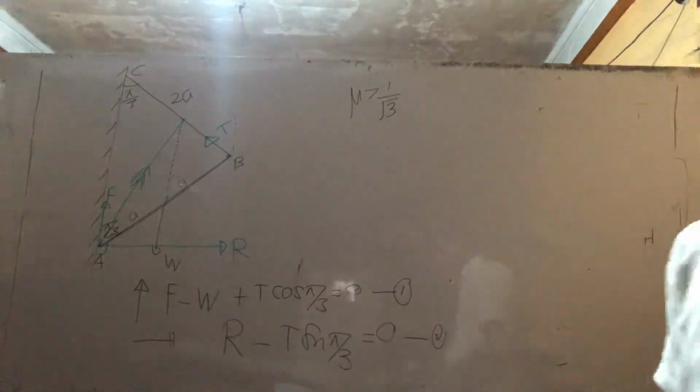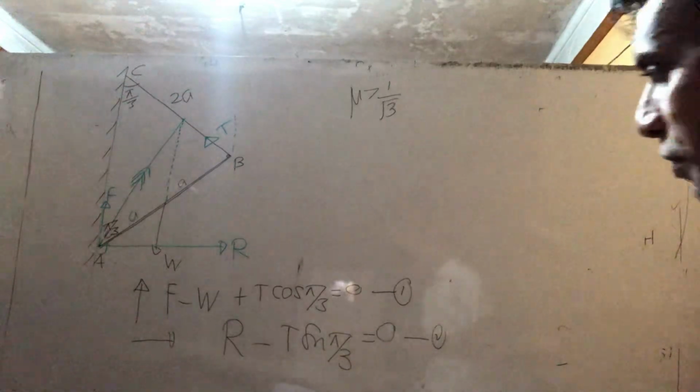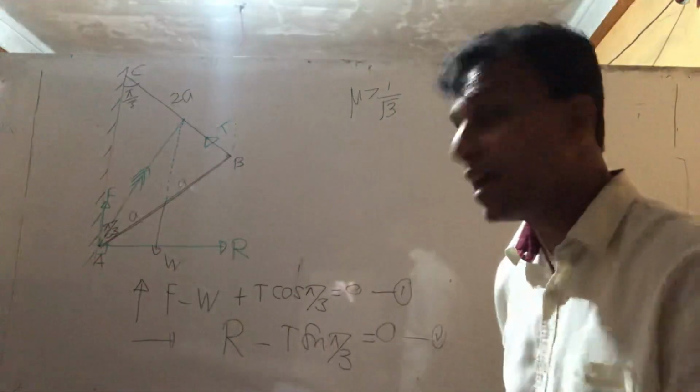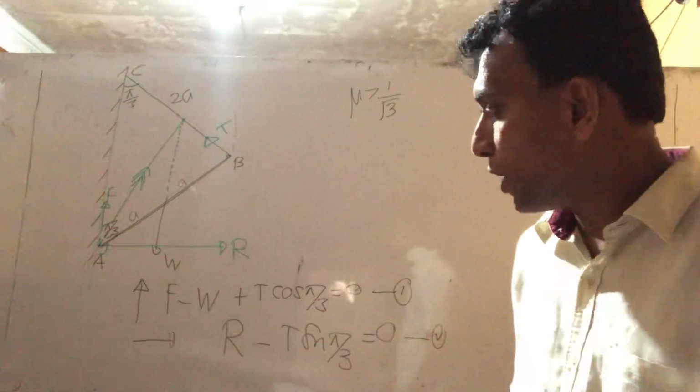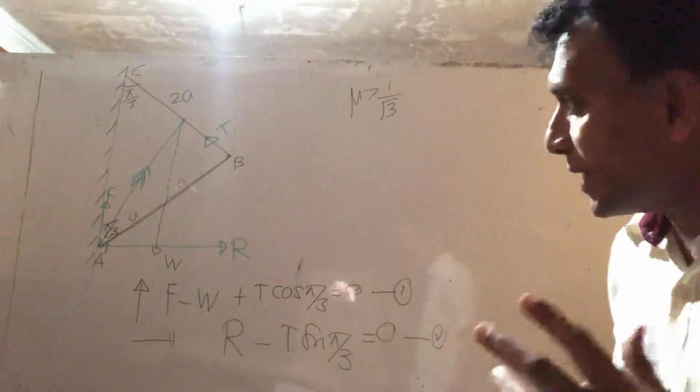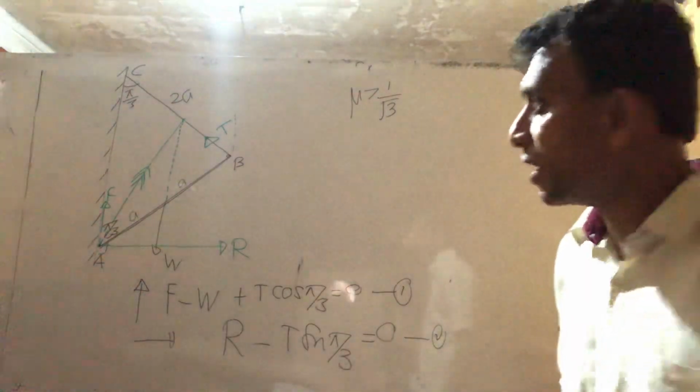That's all the applied work. Now solve and find the... how many terms are there? F there, T there, R there. Three unknowns. You need three equations. Therefore, try to get another equation to avoid the F and R.